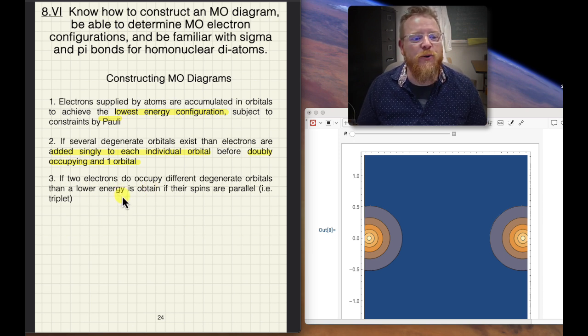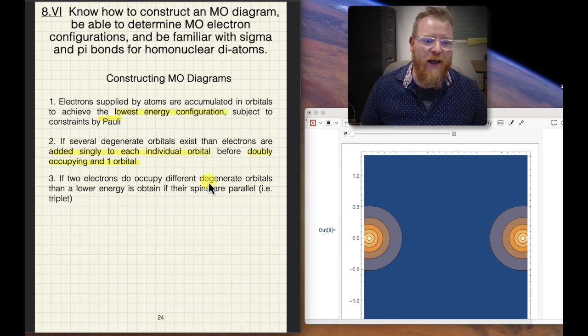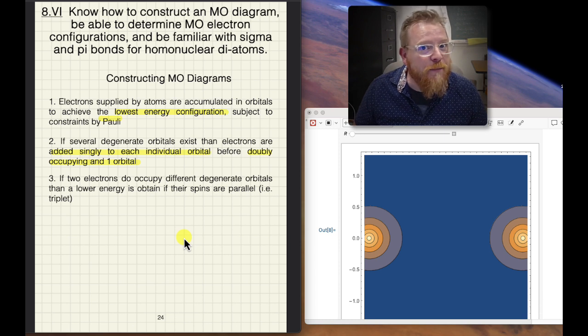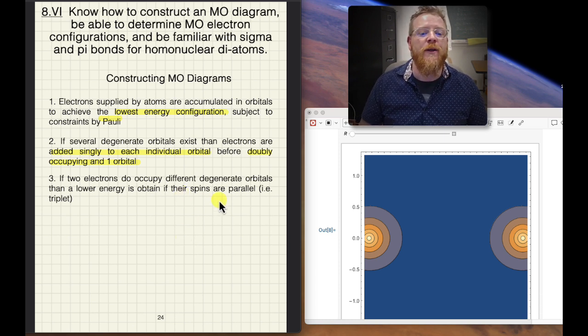And then once again, if two electrons do occupy different degenerate orbitals, then a lower energy is attained if their spins are parallel. So if we don't have to pair them up, if they can be in two separate but degenerate orbitals, the triplet state is the lowest energy configuration.